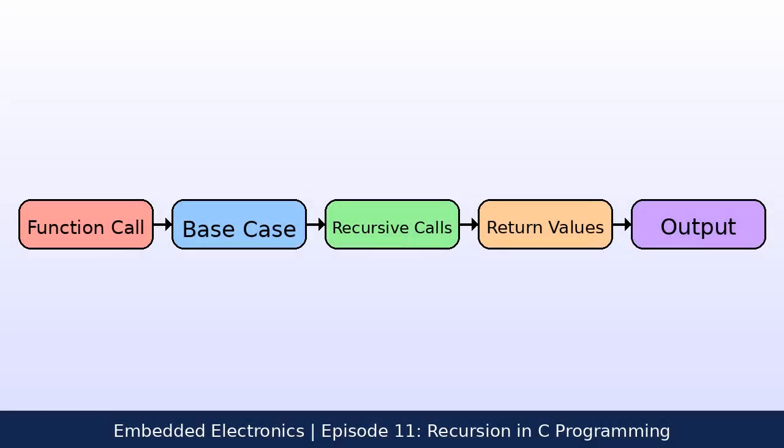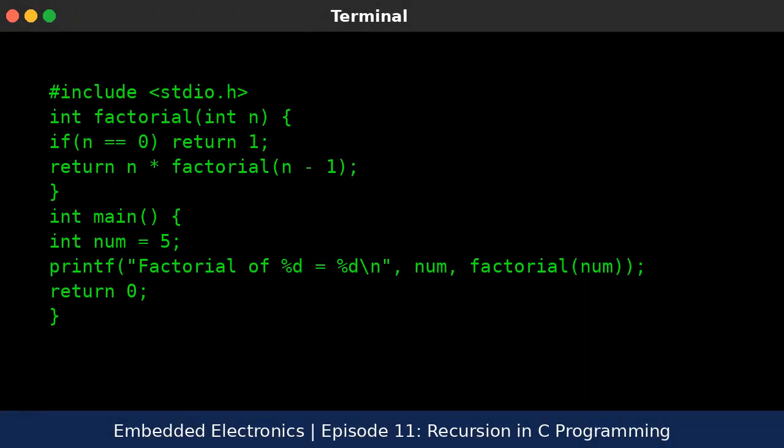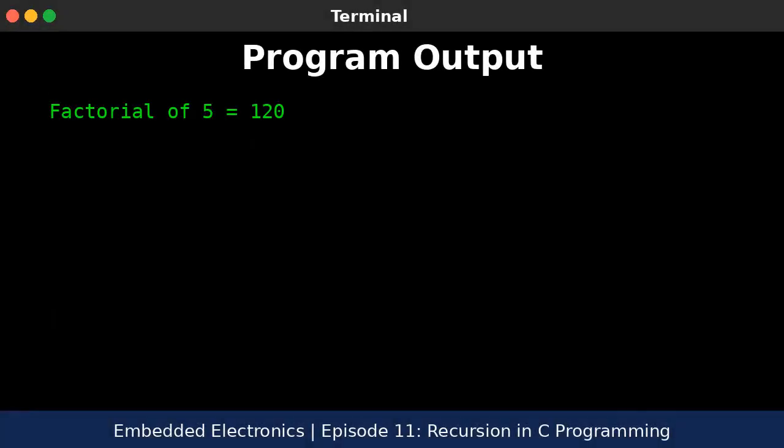This diagram shows how a recursive function calls itself, reaches the base case, and returns values back to the original call. Here is an example of calculating factorial using a recursive function. When you run this program, it prints the factorial of the given number.